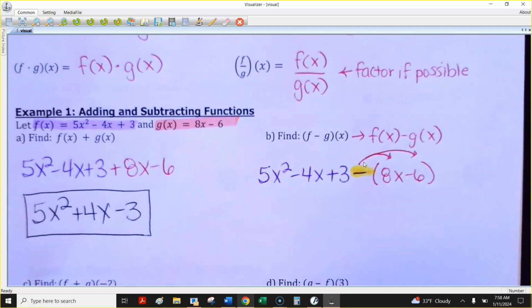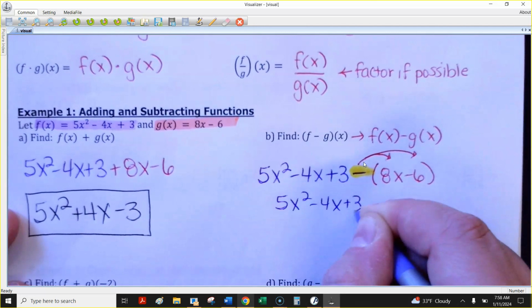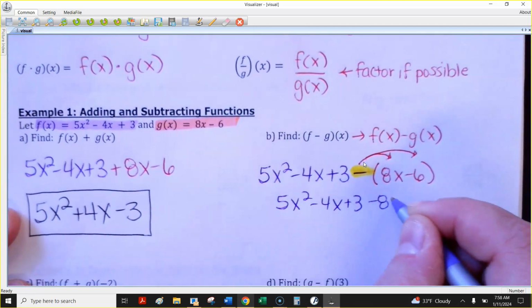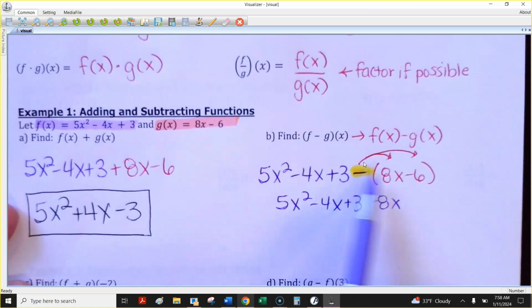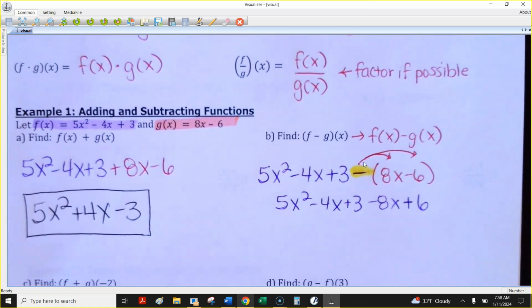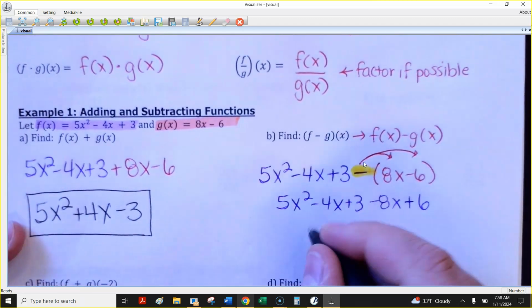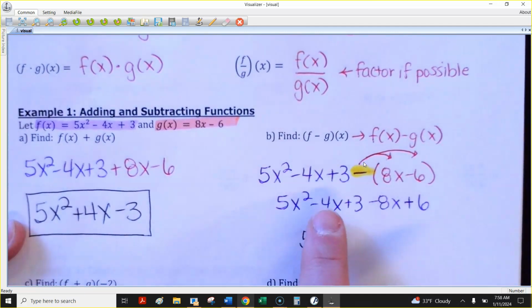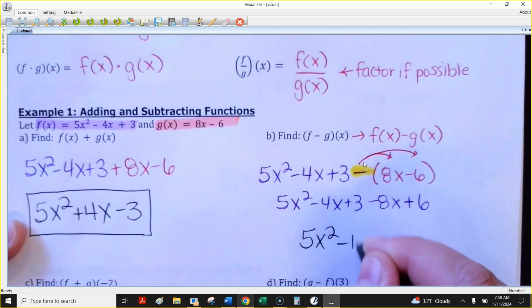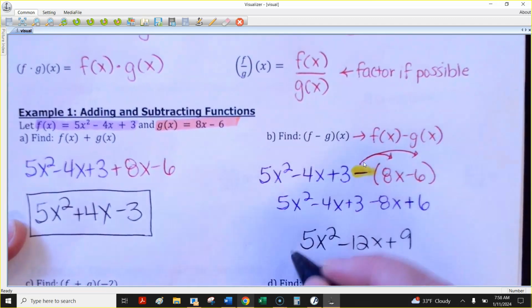So really, this should be 5x squared minus 4x plus 3. If I distribute that subtraction, it would be minus 8x, and then minus a negative 6 actually would turn into plus 6. So if I distribute that subtraction to that entire function there, that's going to change both of the signs. And then just combine like terms like we did on the last one. So let's see. Only one term with the x squared, 5x squared. You got negative 4x, negative 8x, so negative 12x. And then 3 and 6 are going to add up to 9.